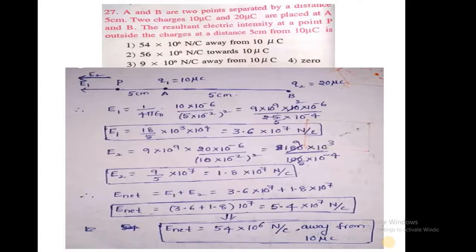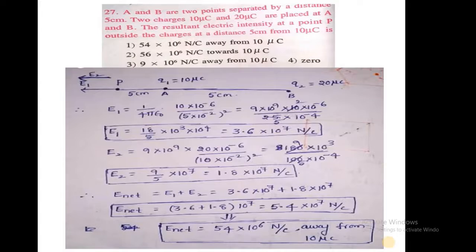Let us find the individual electric field intensities. E1 equals 1 by 4 pi epsilon naught into Q by R square, where Q equals 10 microcoulombs and R is the distance between the Q1 and point P, that is 5 centimeters.